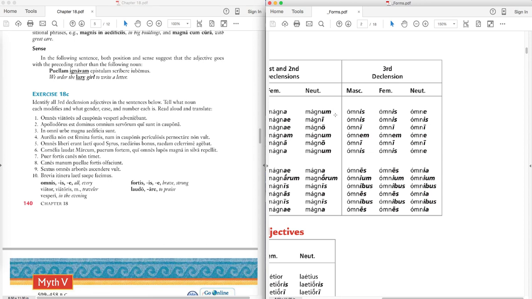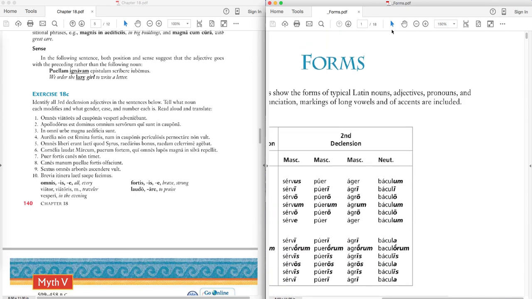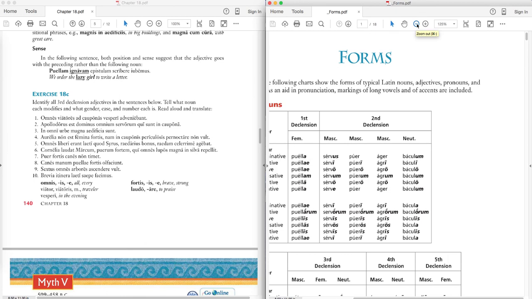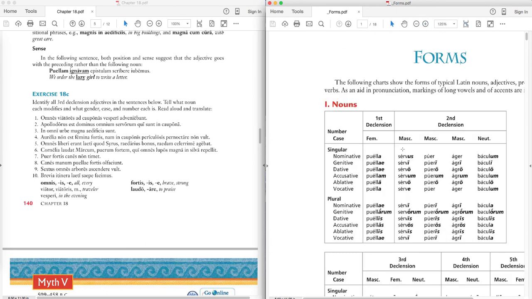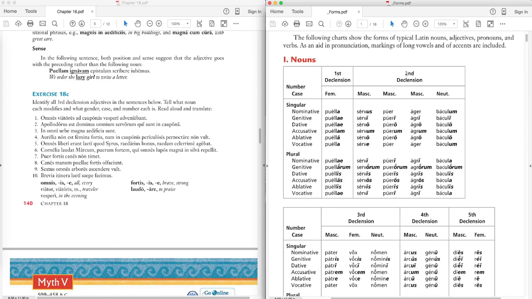Servorum, I'm going to shoot back over here and look at nouns again. You see servus, which you've seen many times, is a second declension masculine noun. So servus means slave. But what is servorum? What case and number is that? If we look down the chart, we see servorum: genitive, plural. So that means of the slaves.